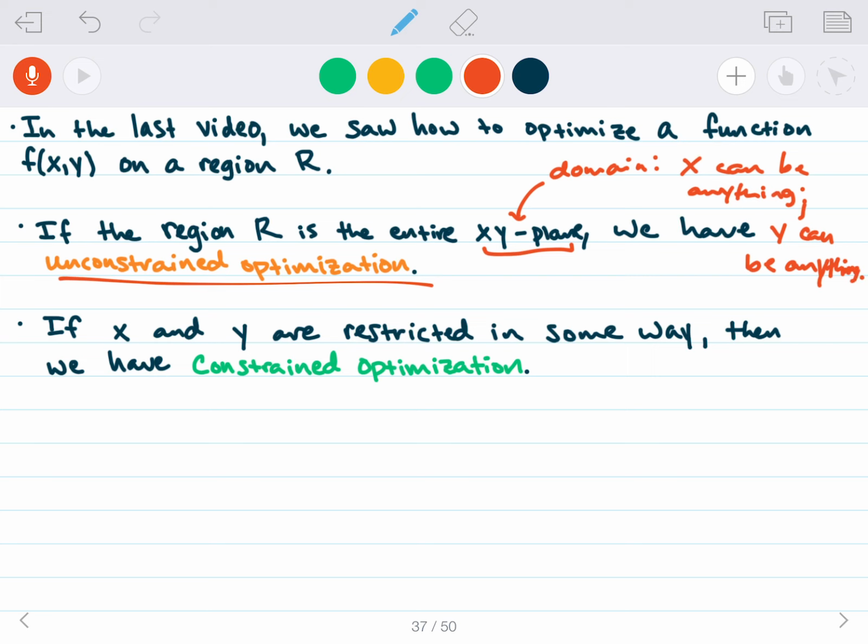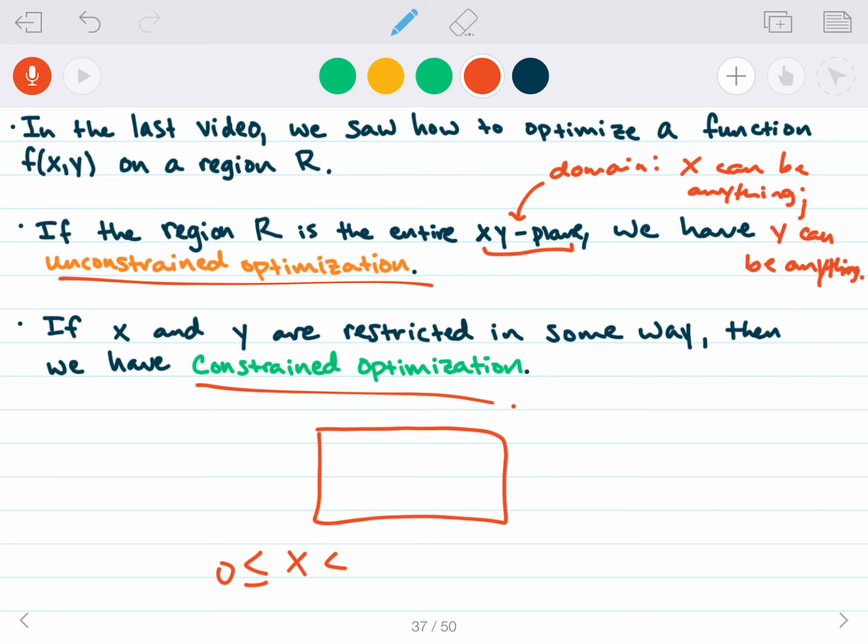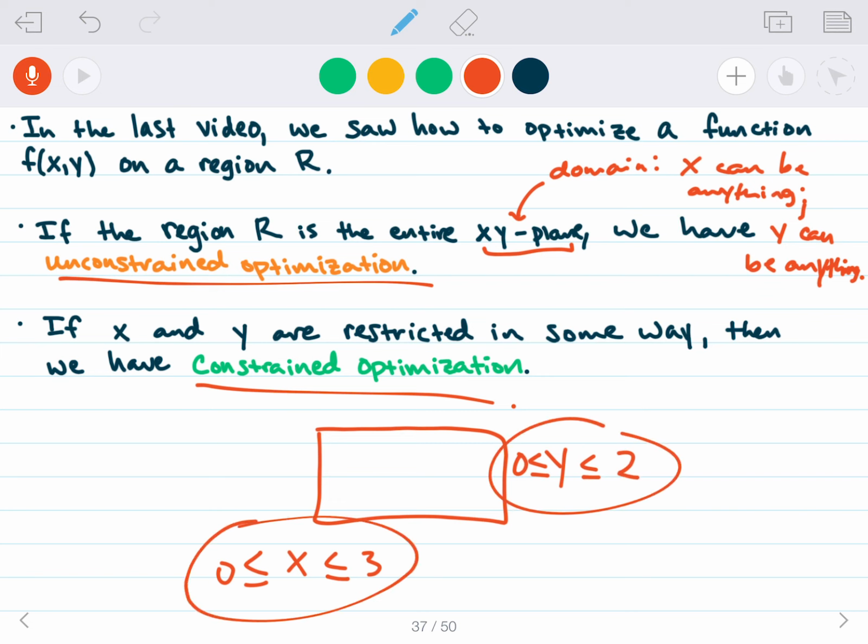Now, if x and y are restricted in some way, then we have what's known as constrained optimization. So we looked at an example last time where we were optimizing on a rectangle. So we said x could be between 0 and 3, and y could be between 0 and 2. So we've imposed some sort of constraints on the domain. Okay, so that would be an example of constrained optimization.